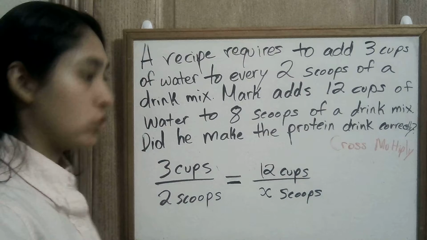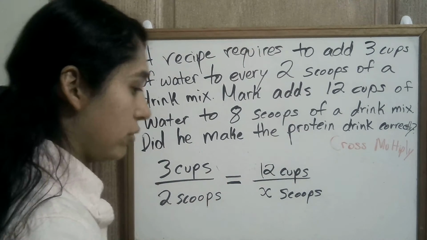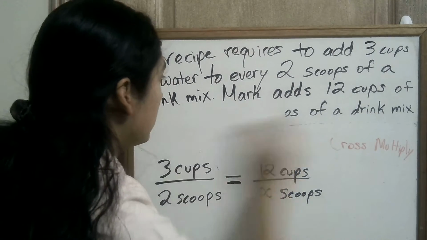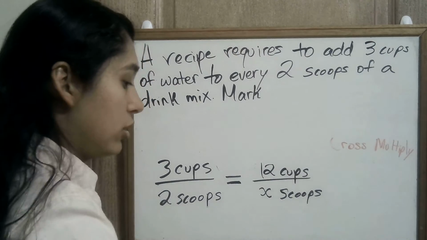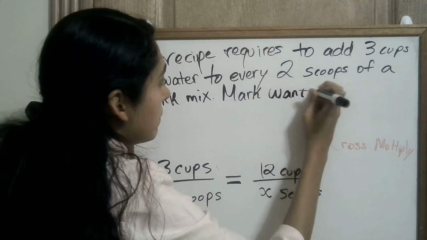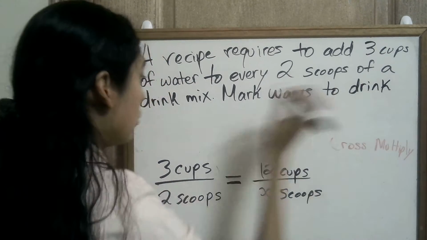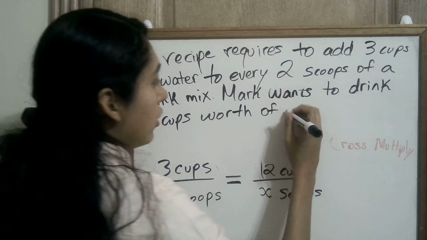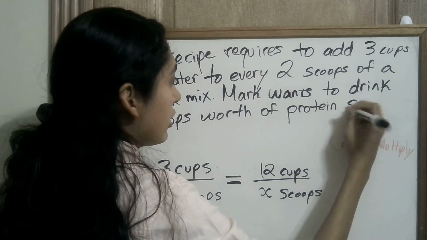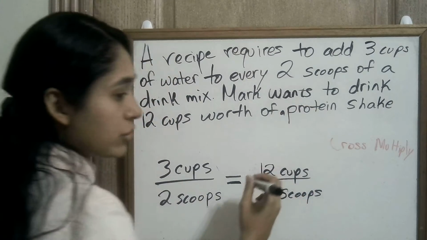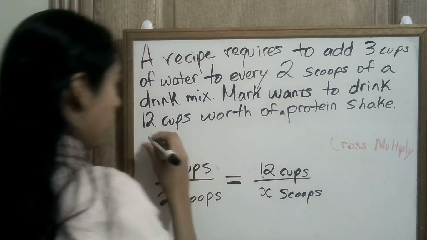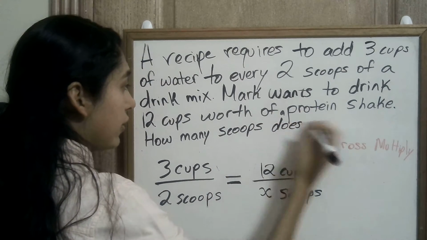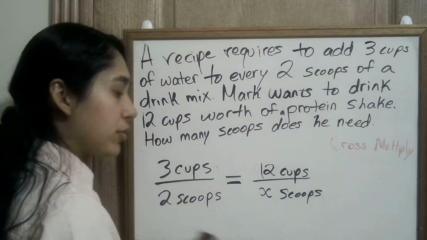So at this point, we don't assume anymore that it is correct when we set up the proportion. Let's say we change the question to read, for our visual learners: Mark wants to drink 12 cups worth of protein shake. How many scoops does he need? And now this becomes a lot more relevant and important to us.